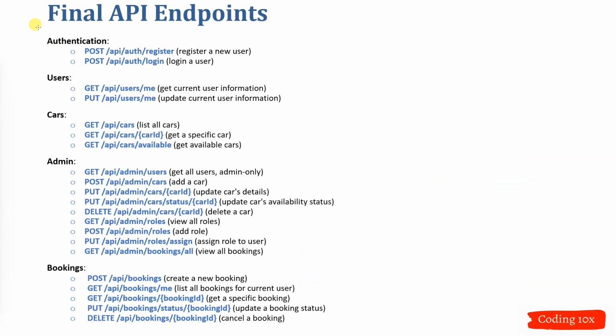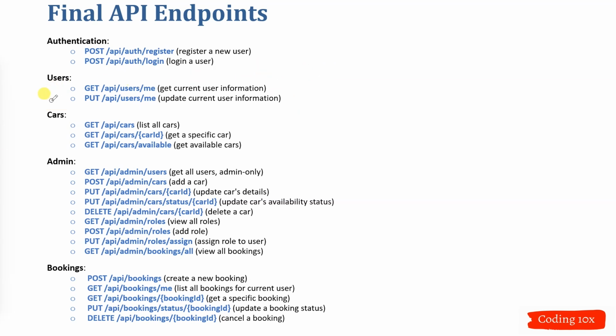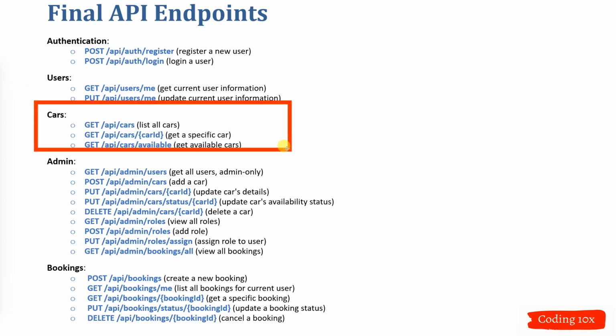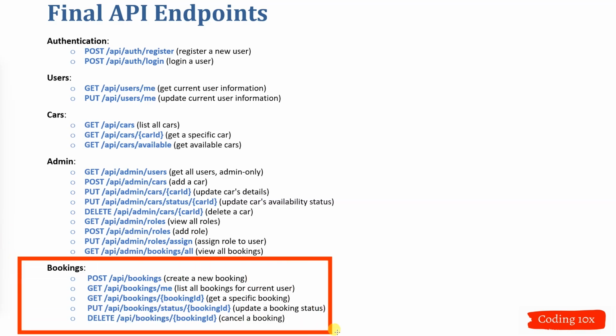For the final API endpoints, we're going to build endpoints for user registration and login. We're also going to have API endpoints for retrieving current user information. This requires the user to first log in using email and password and get an access token. We're also going to build API endpoints for listing all or available cars. We will make these endpoints public so that you do not need to log in to get the list of cars. We're also going to have admin role based endpoints. For example, adding car details that needs an admin, adding role, assigning roles to users, update cars availability status, get all users, etc. And finally, we're going to create updating and cancelling bookings endpoints.